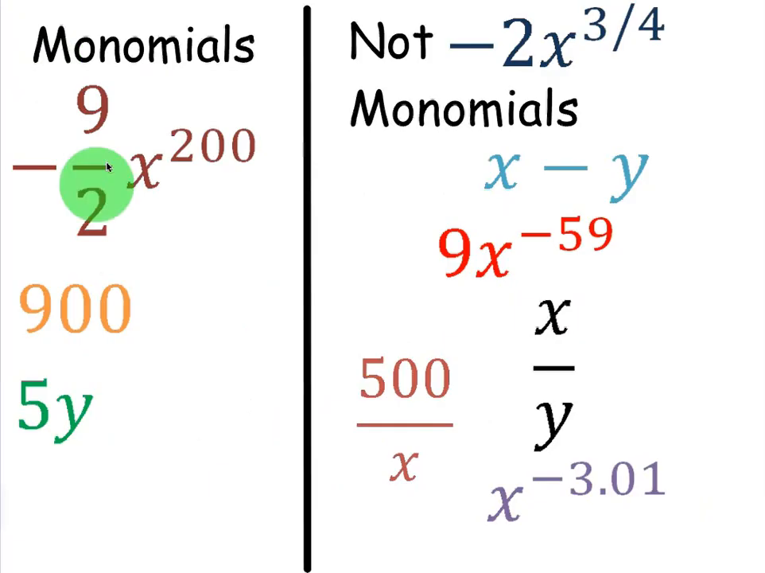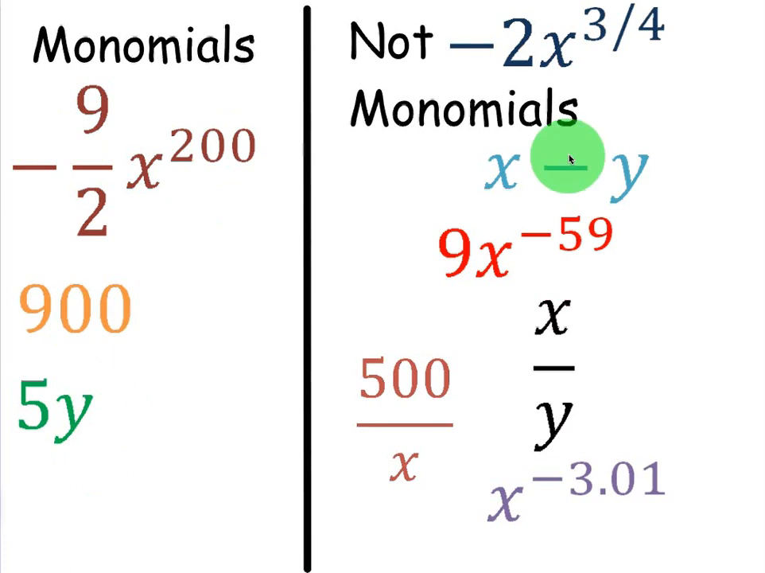Let's take a look at one more set of columns here. On the left, we have some monomials. Now, you might think, well, what about this coefficient? That's a fraction. Remember, the coefficient can be any number it wants to be. We're worried about the exponent. In this case, it's a whole number, so we know it's a monomial. Here's a number by itself, 900. That's a constant, right? We said those are monomials. And 5y, that contains a coefficient and a variable. It is a monomial. More or less what you're looking for is check the exponent, make sure it's a whole number, and make sure it's a single term. Nothing's being added or subtracted.